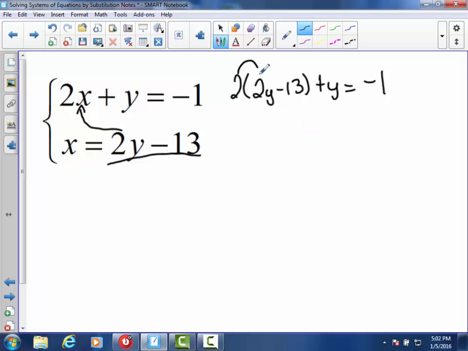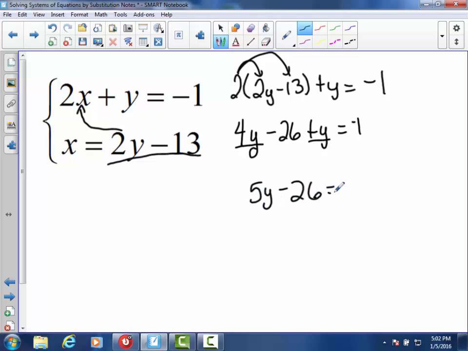Now we simplify. 2 will be multiplied times both terms inside the parentheses, because that's our distribution property. So we get 4y minus 26 plus y equals -1. Okay, so we look for like terms. 4y plus y is 5y. So 5y minus 26 equals -1.